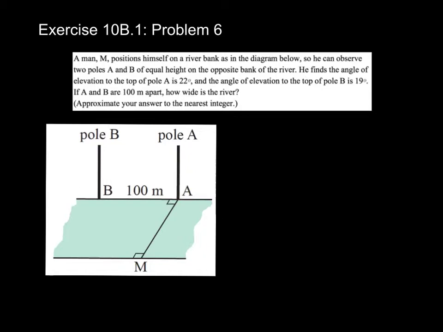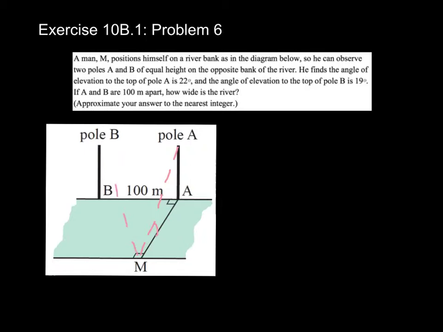The key to this problem, as you may have guessed, is to use right triangles. In fact, we need to draw 3 right triangles. And I'm going to do my best here to represent this in 3 dimensions. This is the angle of elevation from M to the top of pole A, and we know that that is 22 degrees.